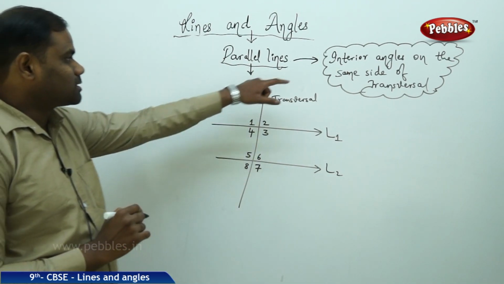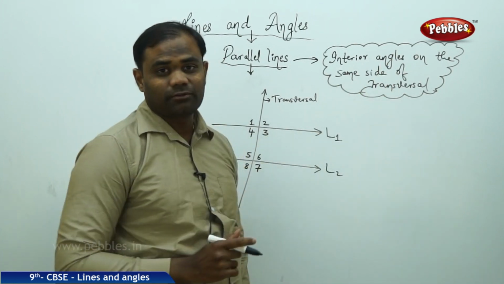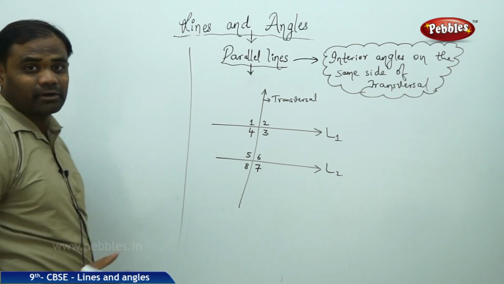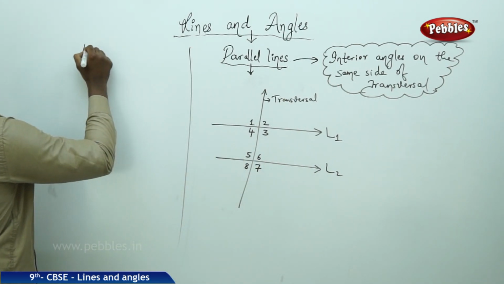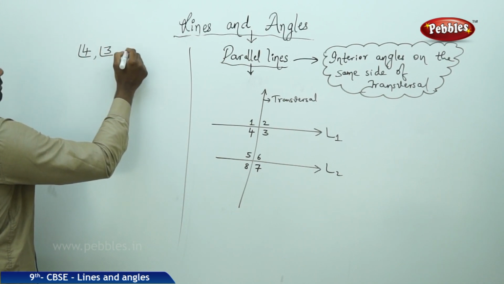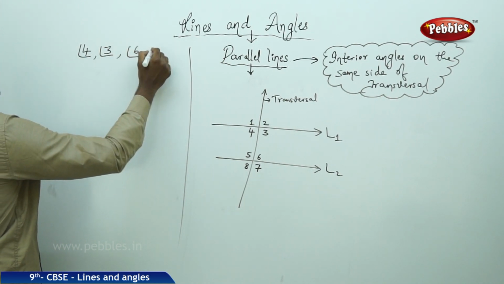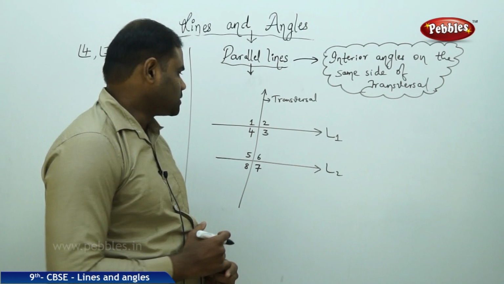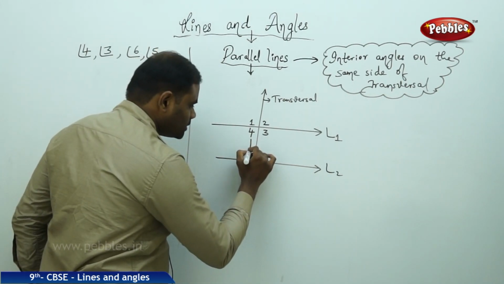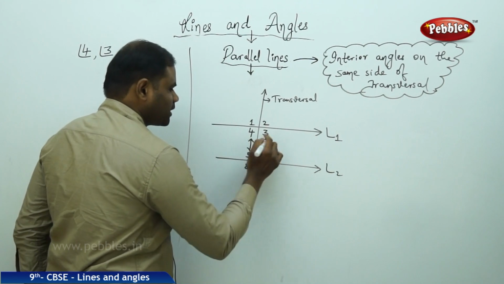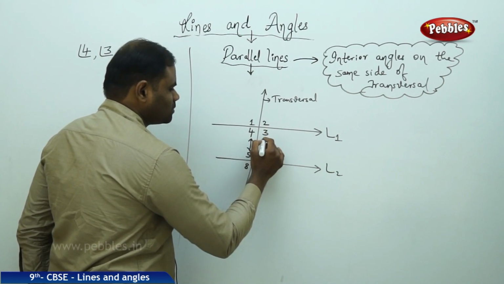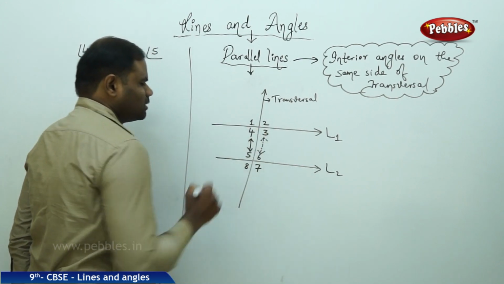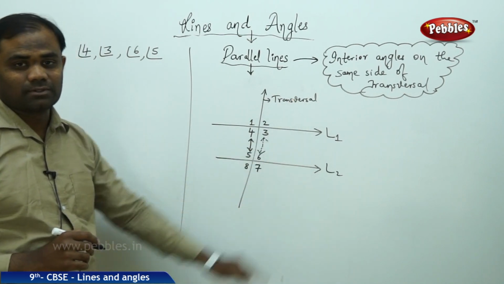Now, when we discuss interior angles on the same side of transversal, we have already discussed that there are totally four interior angles in this, that is angle 4, angle 3, angle 6 and angle 5, which are interior angles. Now out of this we clearly see that these two are interior angles on the same side of transversal, and these two are the interior angles on the other side of the transversal.